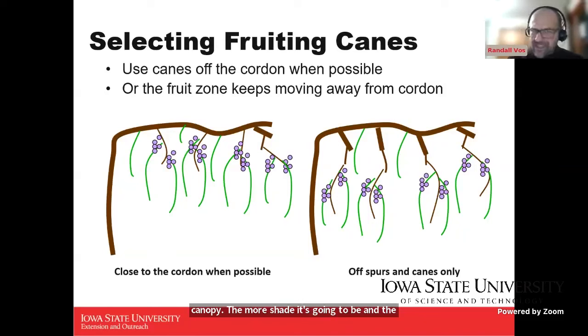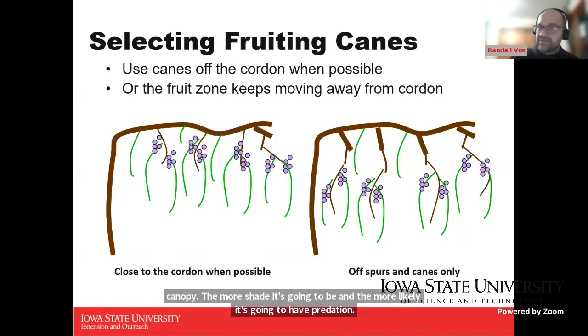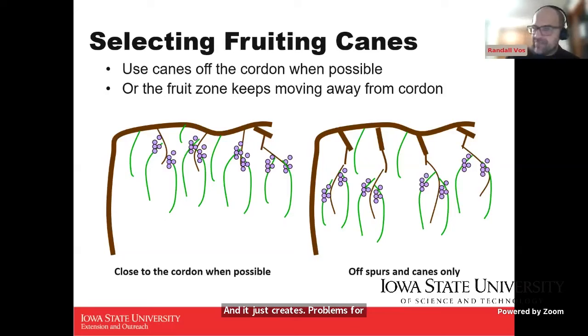And it just creates problems for the following year that keep perpetuating because it's going to keep getting lower and lower and lower. And so that's something we want to avoid. We want to try and select and keep canes that originate close to the cordon. We don't want these long arms. That's what this thicker stuff is showing.